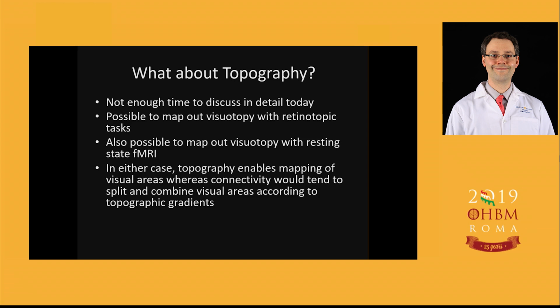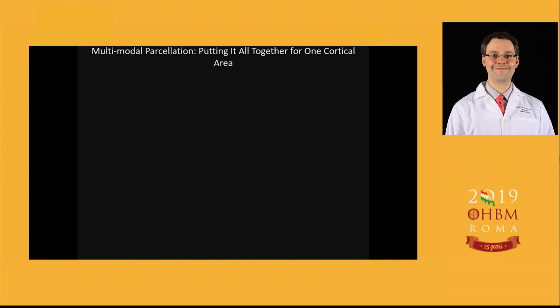In either case, topography allows us to map whole visual areas, where if we just did a simple clustering of, say, resting state connectivity, we wouldn't be able to map V2 and V3 as being separate areas. We would get a cluster that was V2 and V3 peripheral and another cluster that was V2 and V3 foveal. If we actually use the topographic mapping, we can do this in resting state or task and get the whole cortical area. And there are also somatotopic subareas in sensory motor cortex.